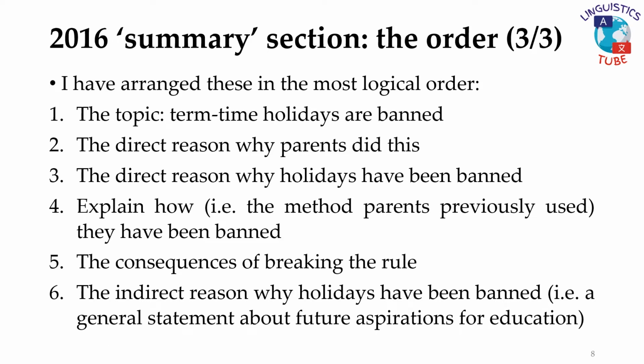You can see by now that, in the exam, there is a lot to do in only a short time. So that's why we must prepare as well as possible. So, let me now explain the most logical order for the 6 points, which you should follow for your summary. 1. You should state the topic, which is that term time holidays have been banned. 2. You should state the direct reason why parents did this, which is because they are cheaper during the school term. 3. You should explain the direct reason why term time holidays have been banned, which is because they may damage the child's education.